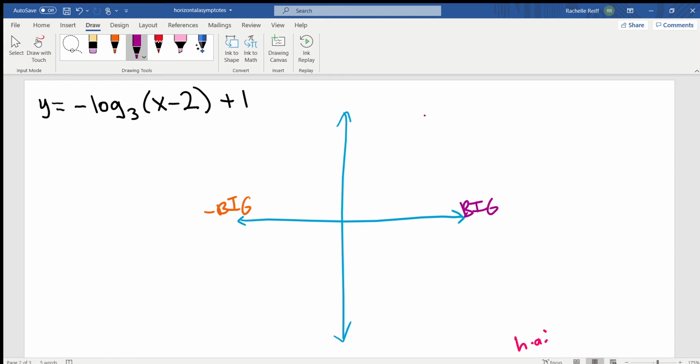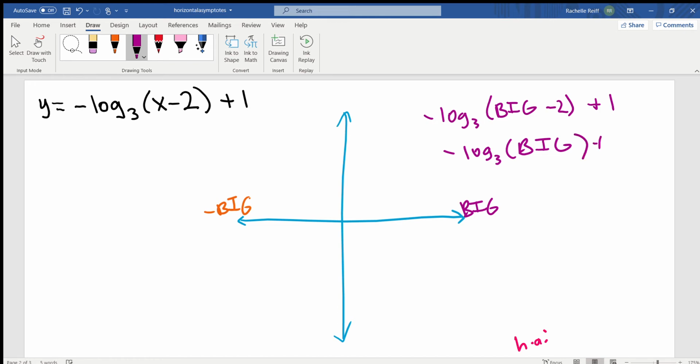So I'm going to say negative log base 3 of a really big number, minus 2, plus 1. Well, a really big number minus 2 is still just a really big number, right? Like if I have $1 trillion and I spend $2 on a donut, I basically still have $1 trillion. It's still a big number.